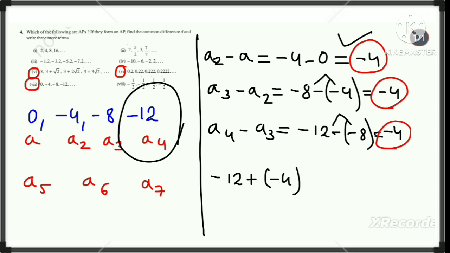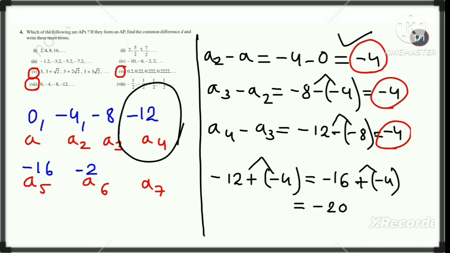Minus 4, and here plus into minus is minus, and minus 4 and minus 12. After adding, we obtain minus 16. This is our 5th term, minus 16. Now to get the 6th term, we have to add the common difference to the 5th term. Common difference minus 4, and here also plus into minus is minus, and minus 4 and minus 16. After adding, we obtain minus 20. This is our 6th term. 6th term is minus 20.